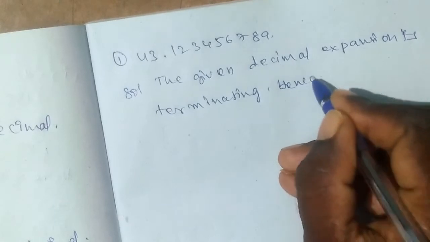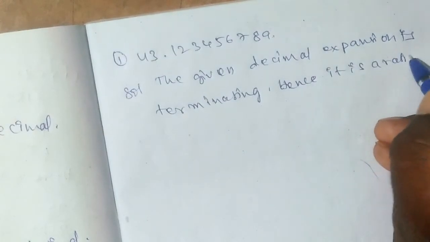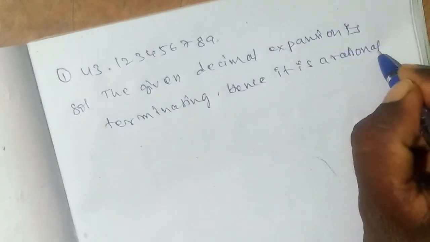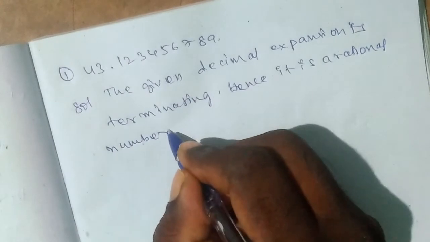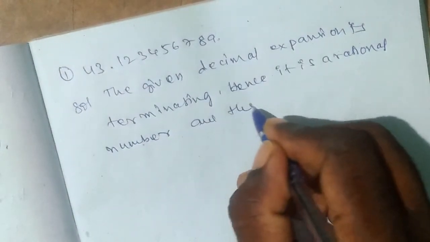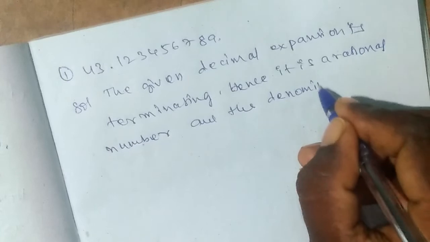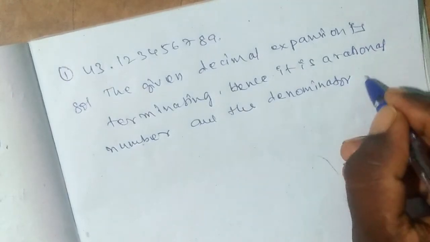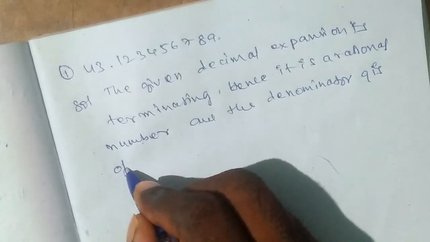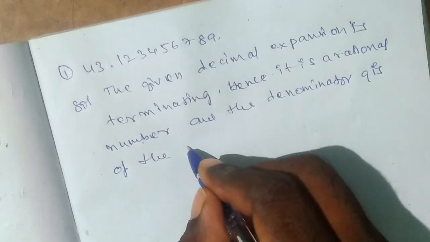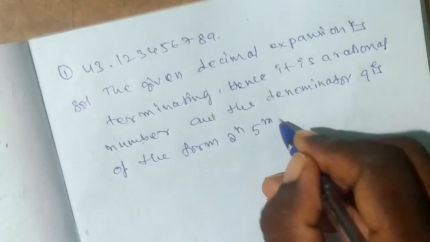Hence it is a rational number and the denominator q is of the form 2 to the power of n, 5 to the power of n.